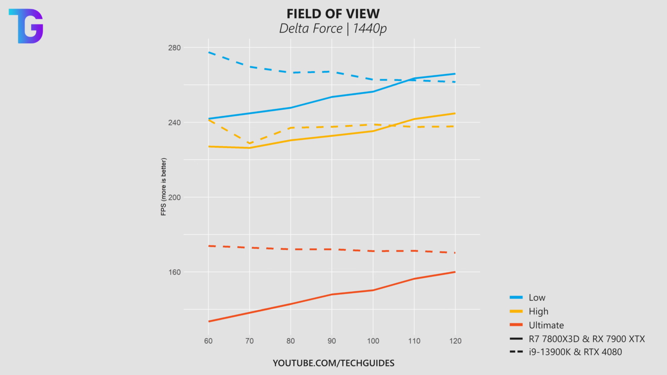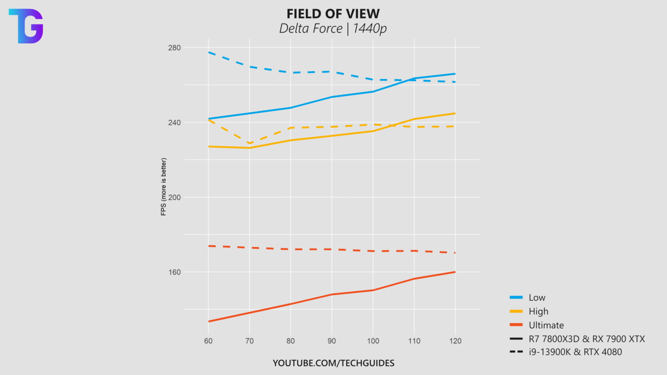So the blue lines are for the low preset, the yellow lines for the high preset, and the red line for the ultimate preset. The solid line is for my old AMD based system, and the dashed line for my Intel and Nvidia based system.